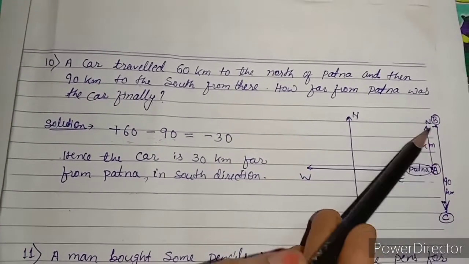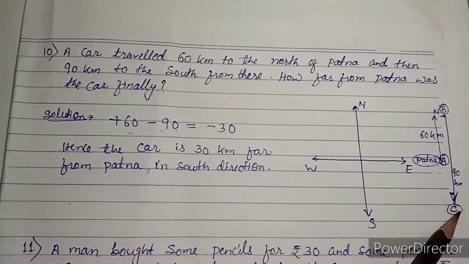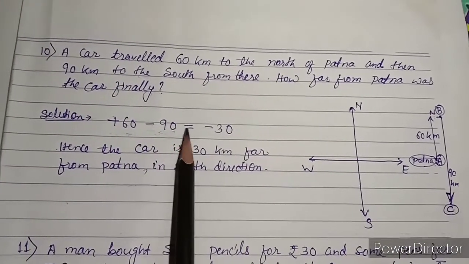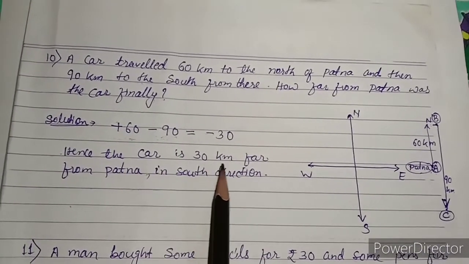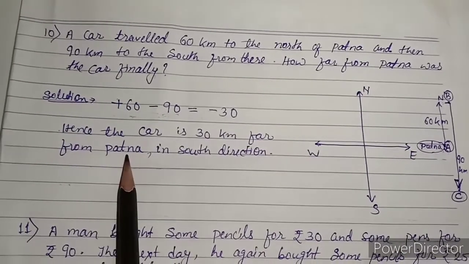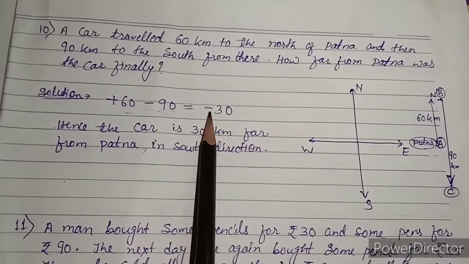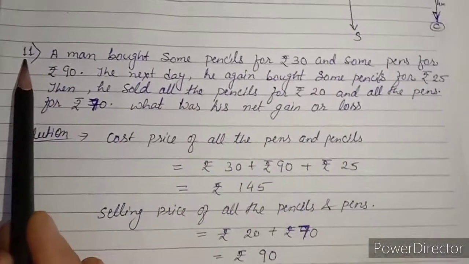So north is taken as the positive direction and south is taken as the negative direction here. So in the solution, plus 60 minus 90 is equal to minus 30. Hence the car is 30 km far from Patna in the south direction, because the negative sign represents the south direction. Next question is question number 11.